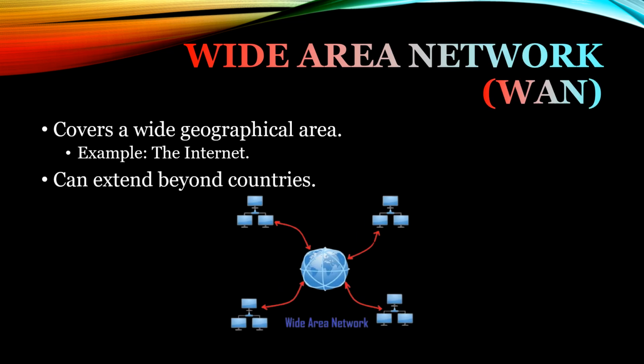Finally, we have the wide area network or WAN. This network spans a vast geographical area, often crossing countries or continents. The best example of a WAN is the Internet, which connects millions of devices worldwide.